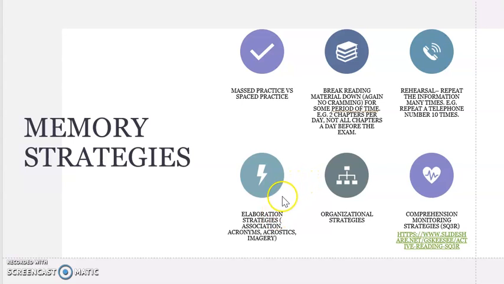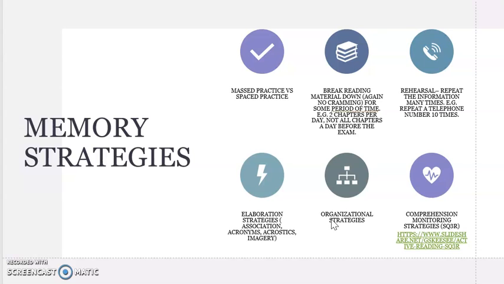The fourth one is elaboration strategies. In elaboration strategies we have association, acronyms, acrostic, and imagery. This one you can read in the study skills module. The next one is organizational strategies. Organizational strategies means you organize the material. For example, animals can be divided into 3 types, which are mammals, reptiles, and amphibians. So you organize them like doing a mind map.